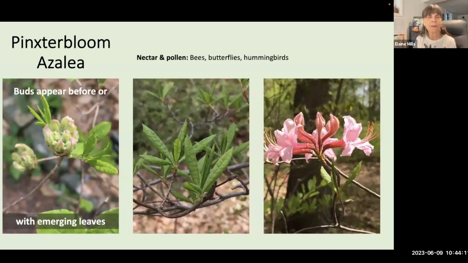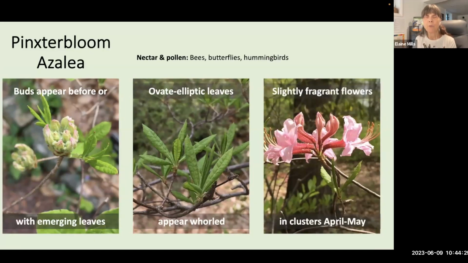The Pinkster bloom azalea buds will appear either before or along with the emerging leaves. Those are ovate to elliptic in shape, and they appear whorled at the branch tips. Pinkster bloom azalea differs from the Asian azaleas in that it has fragrant flowers. Those grow in large clusters from April to May with these protruding stamens, and they will provide nectar and pollen not only for bees and butterflies, but for hummingbirds as well.